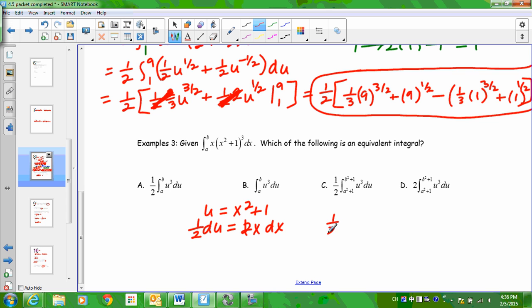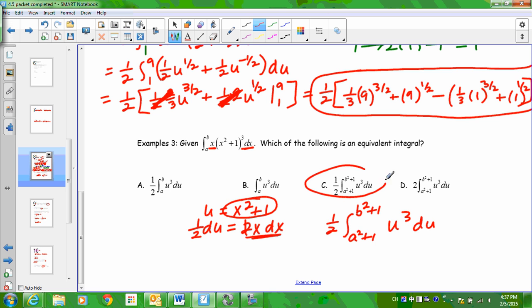So I'm going to have a 1/2 in front. My bounds are going to change. If I go to u substitution, my bounds are going to change. So my upper bound was b, now my upper bound is going to be b squared plus 1. Lower bound a squared plus 1. I'm just filtering them through that equation so that they're in u. And then this is not a TOCO problem because we have x and dx. So this becomes u cubed du. That's choice C.